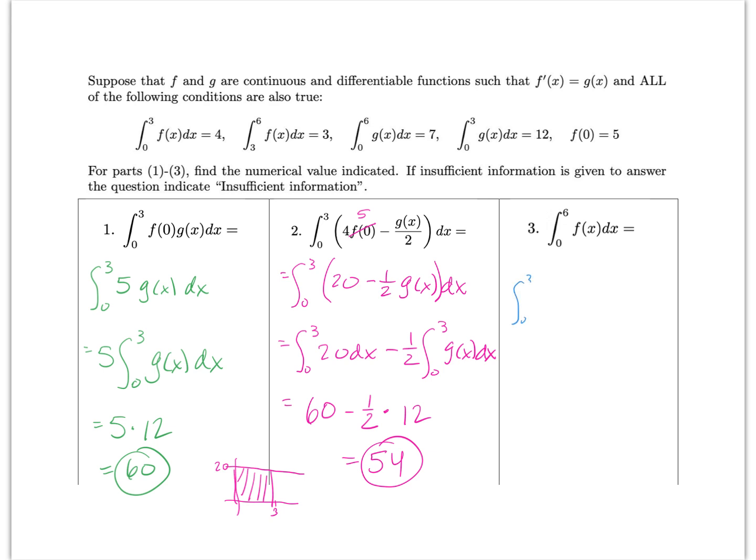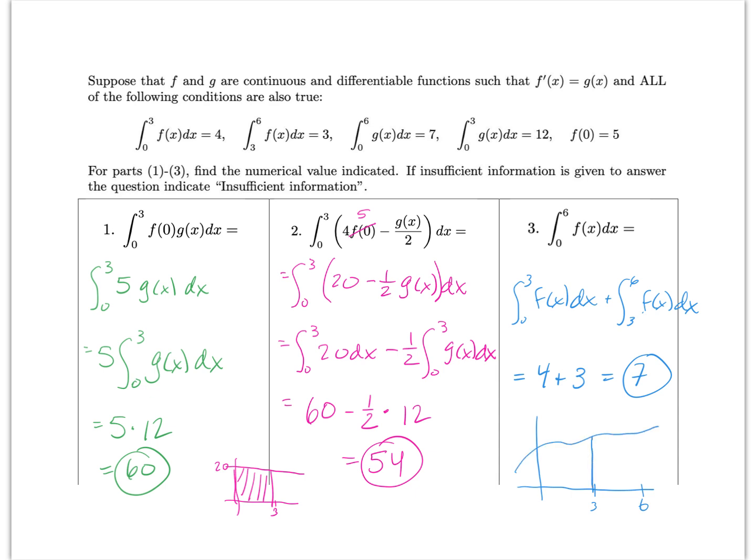So take the integral from 0 to 3 of f of x dx plus the integral from 3 to 6 of f of x dx, and that is going to be 4 plus 3, which is 7. So the reason we can do that is because I wanted the integral from 0 to 6. That is the area under the curve from 0 to 6. If you know the area from 0 to 3, and you know the area from 3 to 6, then the area from 0 to 6 is this area plus this area. So we can just add the two together and we have the whole integral.